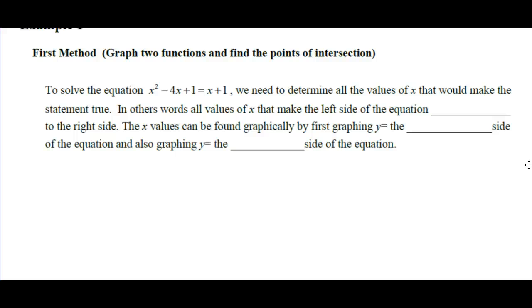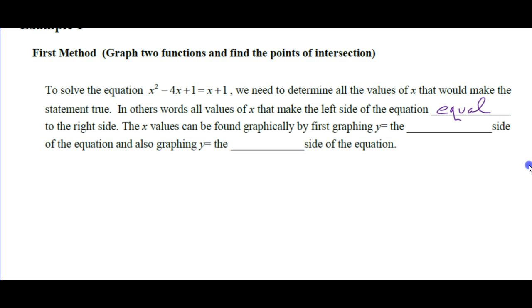To solve the equation x squared minus 4x plus 1 equals x plus 1, we need to determine all the values of x that would make the statement true. In other words, all values of x that make the left side of the equation equal to the right side. Just like our verification, right? Left side, right side, want to see if they're equal.